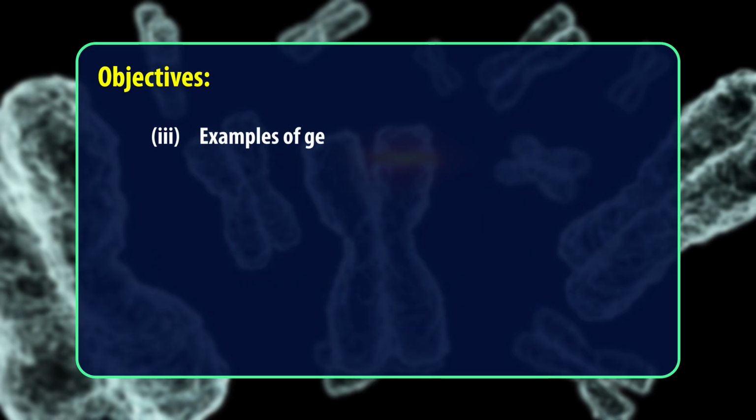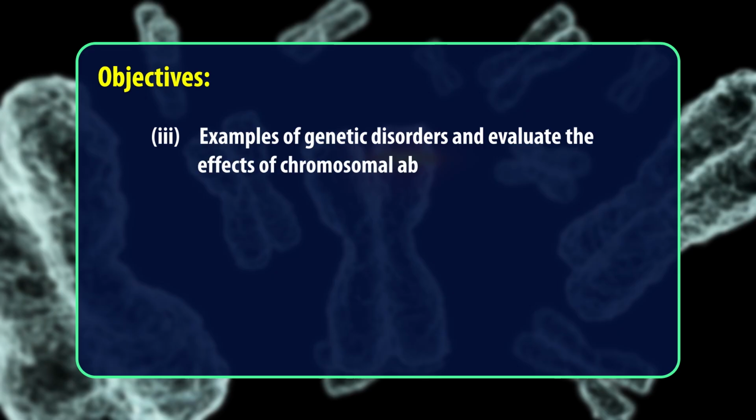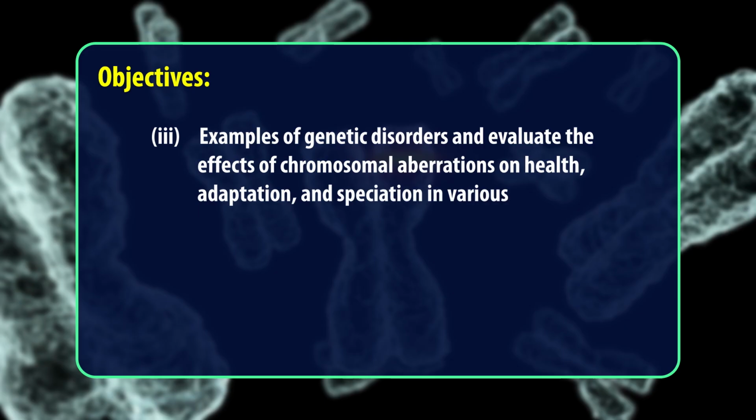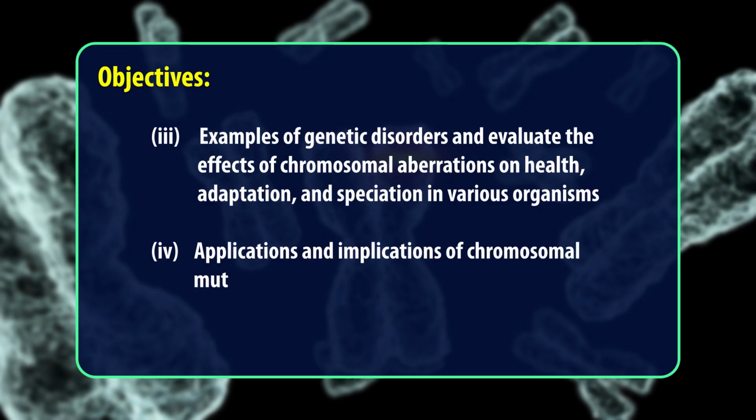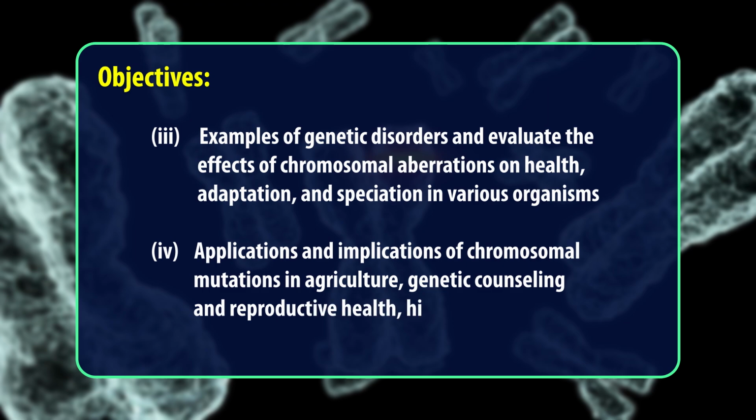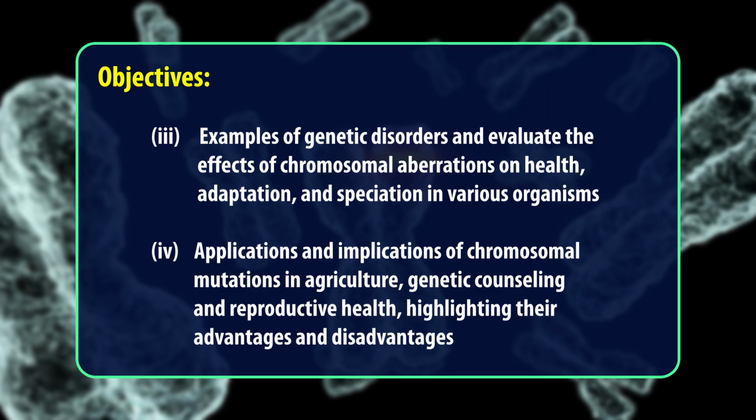We'll also identify examples of genetic disorders and we will evaluate the effects of chromosomal aberrations on health, adaptation, and speciation in various organisms. We'll assess the application and implications of chromosomal mutations in agriculture, genetic counseling, and reproductive health. And yes, we'll highlight their advantages and disadvantages. So, if I start with what exactly a chromosome is.